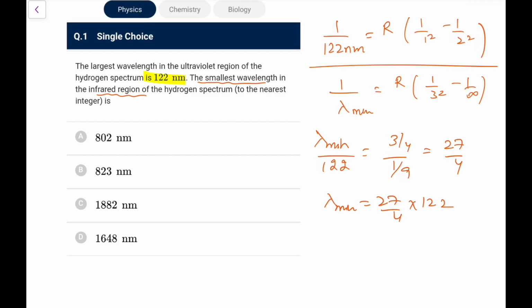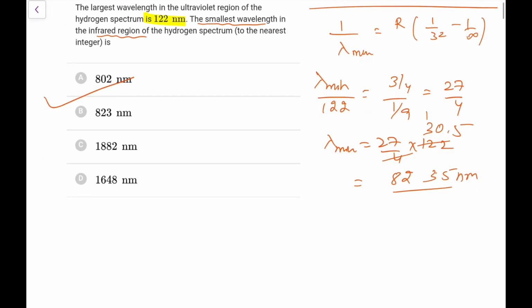So approximately 7 times 122. So it would be 122 into 7, it would be closest, I think, to 823. I can make it out, not 802. That would be not direct, or you can do the complete calculation if you wish. Let me do it. This is 3.5. So 27 5s are 135, 27 3s are 81, and it is 823.5 nanometer. So I can go for option B carefully.